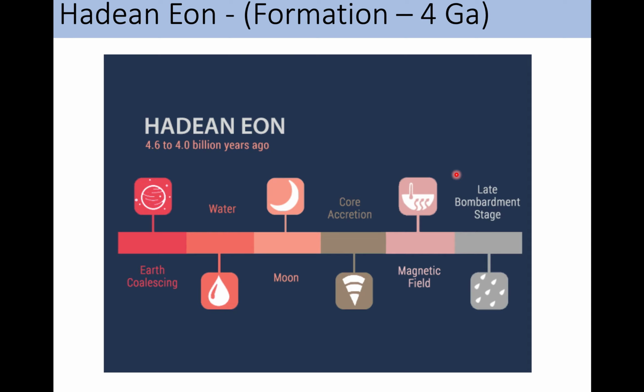So the Hadean Eon goes up to 4 billion years ago. Earth was coalescing, with all of those heavier elements sinking. We had water, we had the moon. Oh, and also our magnetic field was forming and solidifying and becoming similar to how we know it today in this eon.